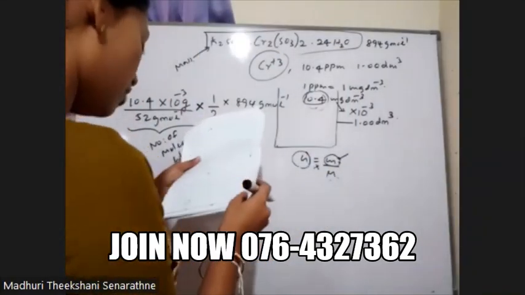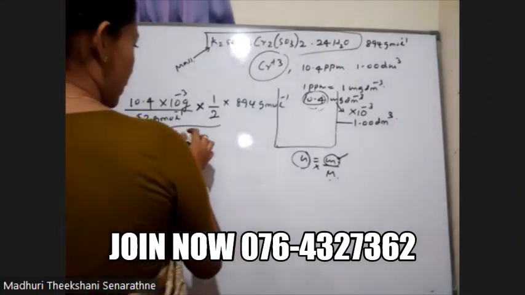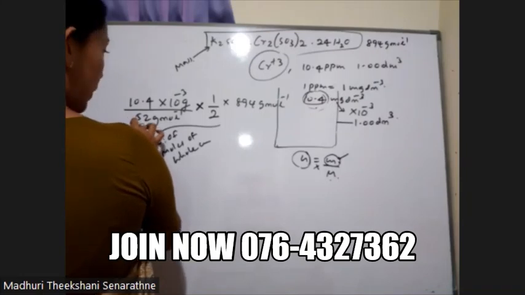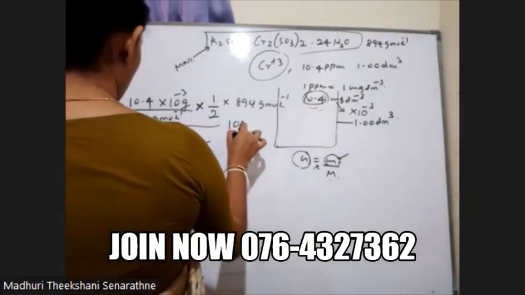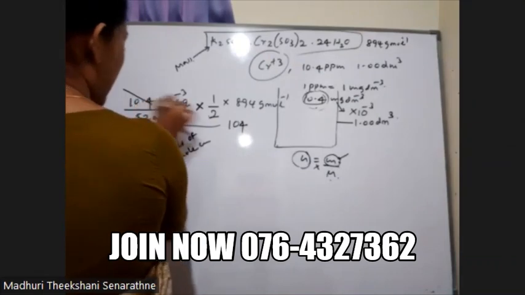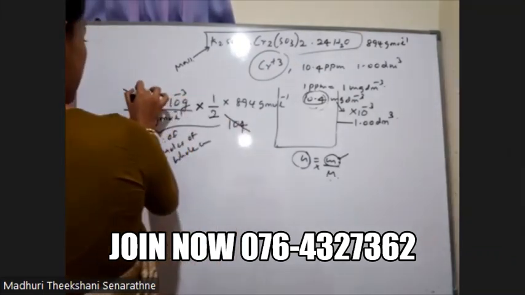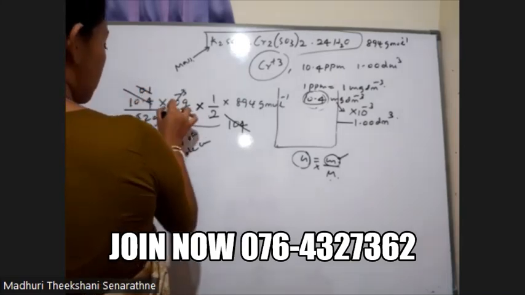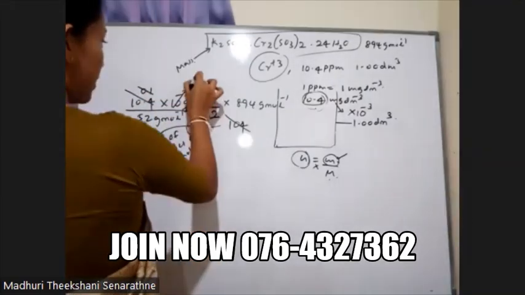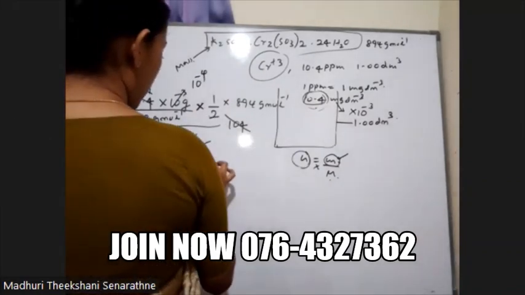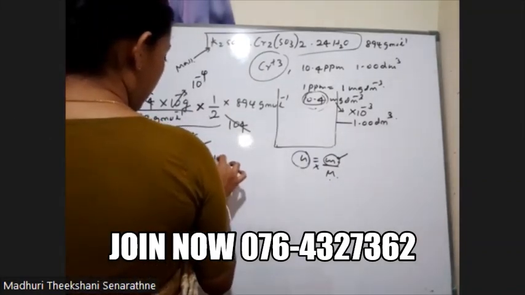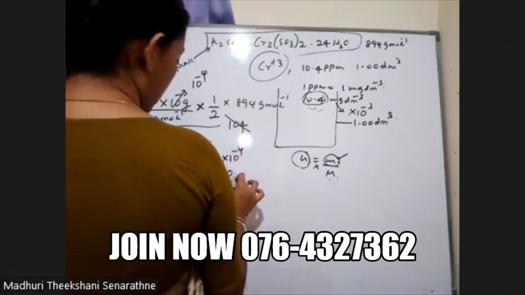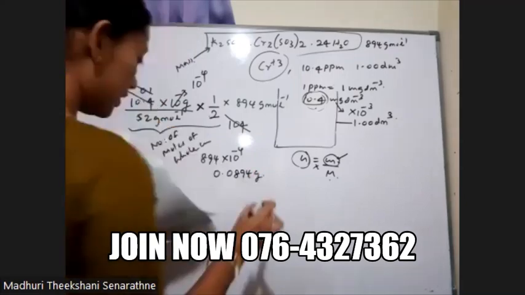After calculating, you can see 52 into 2 means 104. So 10.4 and 104, there is a 0.1. 0.1 and 10 to the power minus 3 means 10 to the power minus 4. The answer should be 894 into 10 to the power minus 4, that means 0.0894 grams.